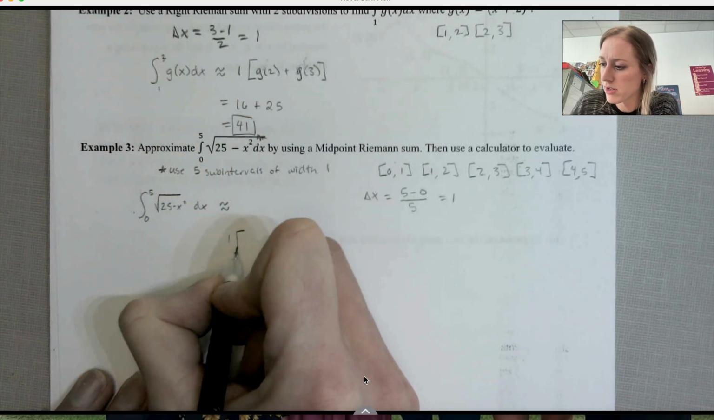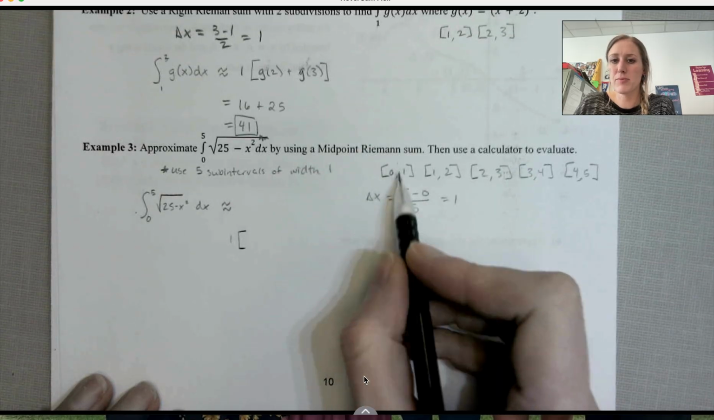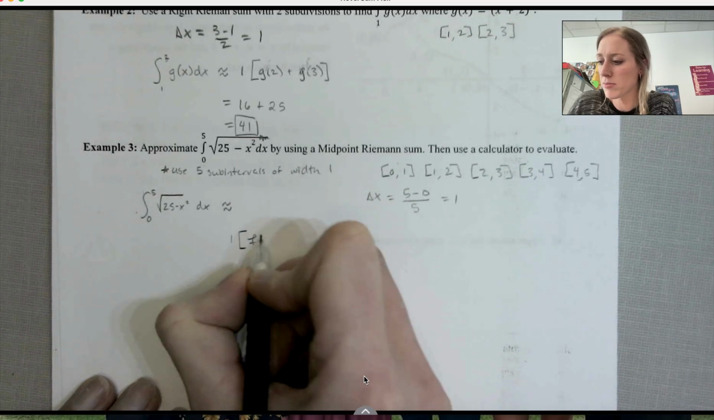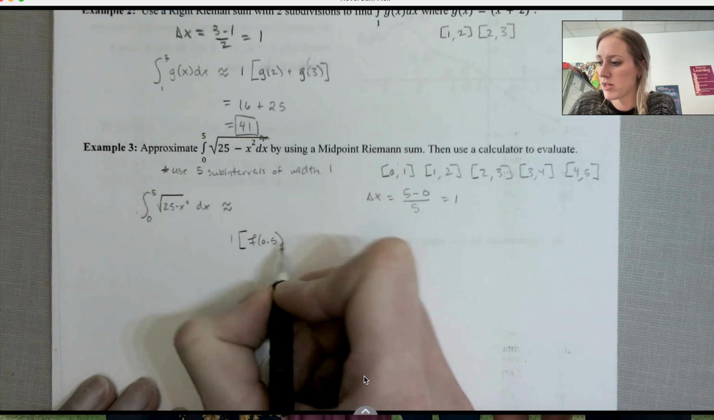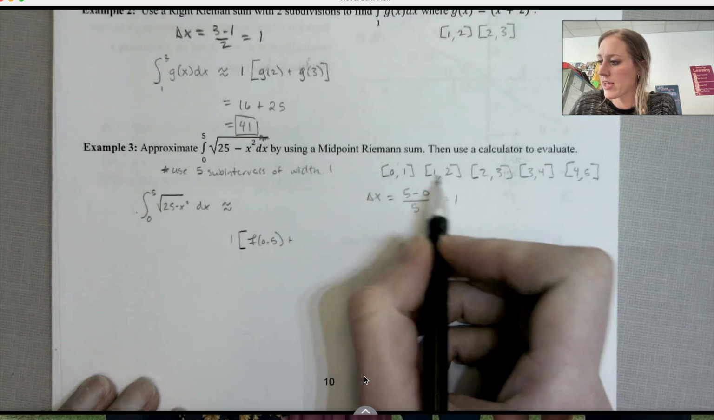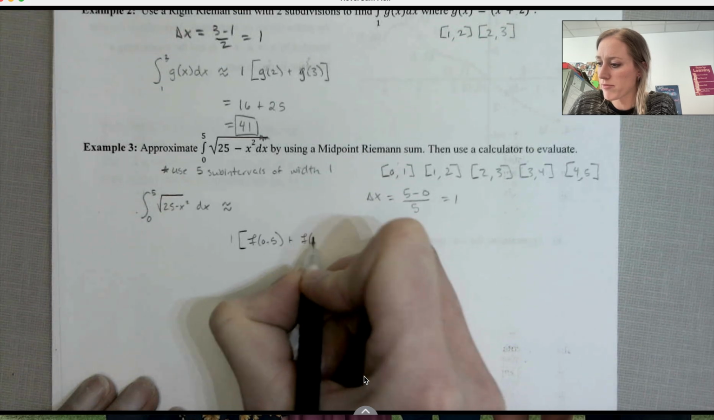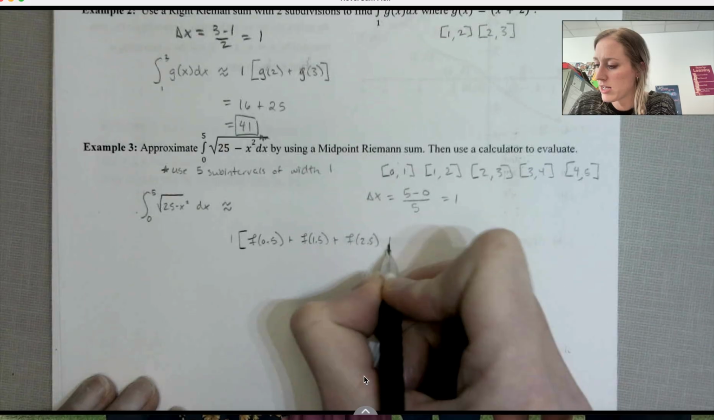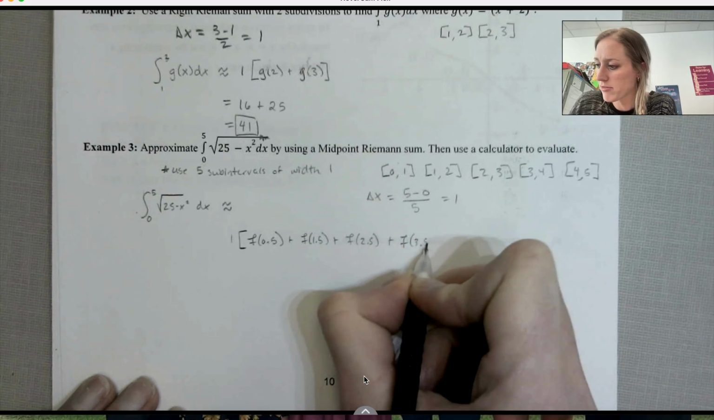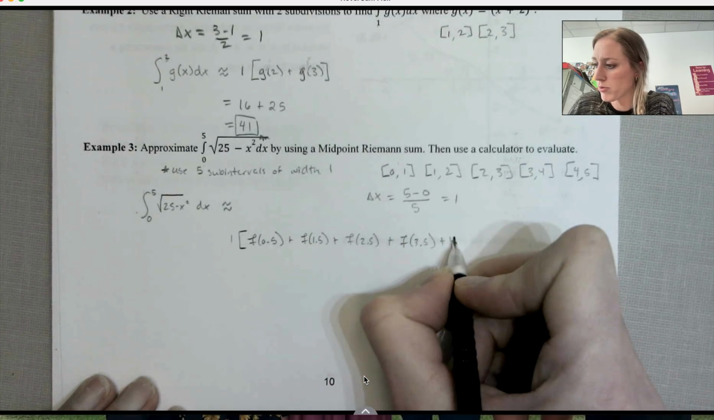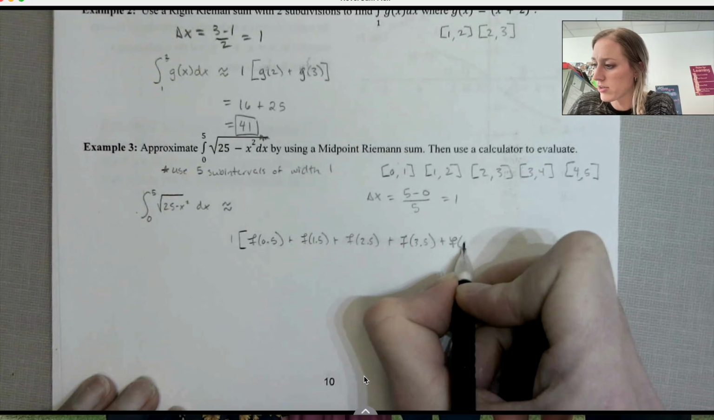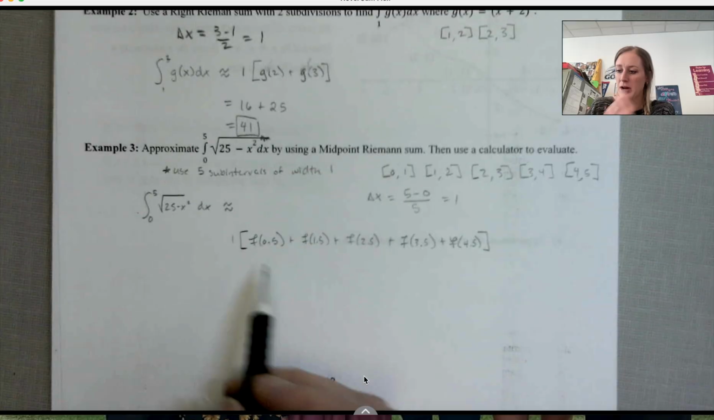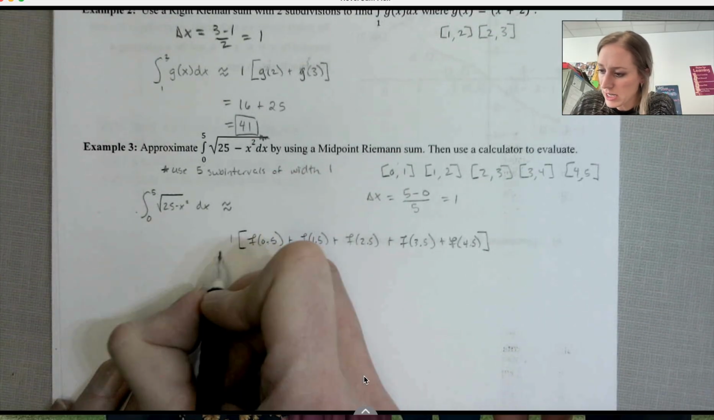times, okay, so we're using the midpoint, right? So the midpoint between 0 and 1 is 0.5, so that height is going to be f of 0.5, okay? And then halfway between there, f of 1.5, f of 2.5, f of 3.5, and f of 4.5. So using those midpoint x values, we're finding the y values that go with them to get the heights.